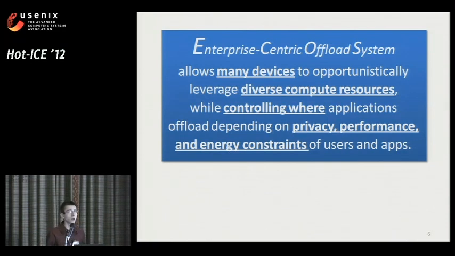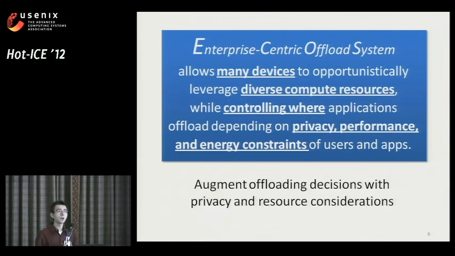So our enterprise-centric offloading system is focused on addressing these two roadblocks. What we set out to do is to allow many devices to opportunistically leverage a diverse array of compute resources that may exist within an enterprise network: public clouds, servers, idle desktops. We want to do so in a way that carefully takes into account where an application should offload its computation based on what we know about its privacy requirements, and the performance and energy constraints that users or applications may have. We do this by augmenting the offloading decision process with resource considerations and privacy considerations.